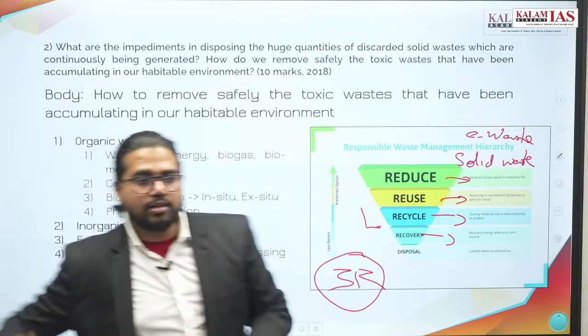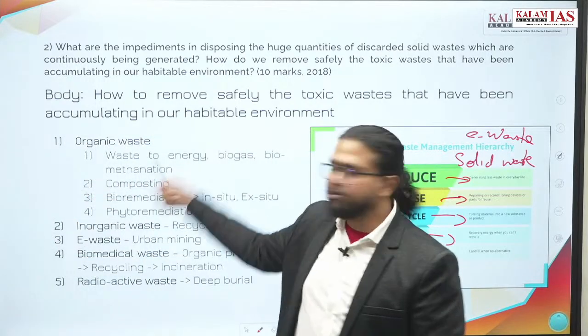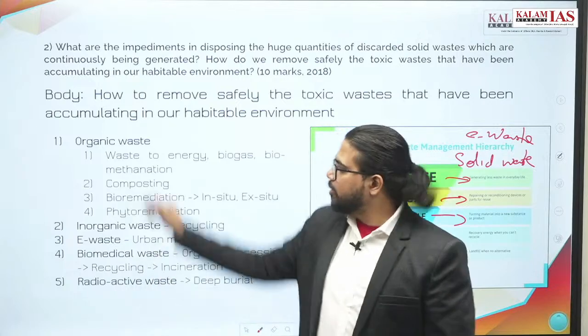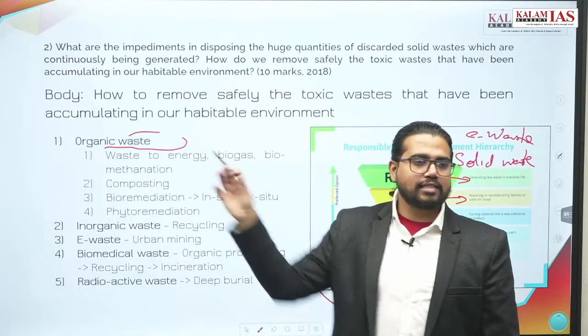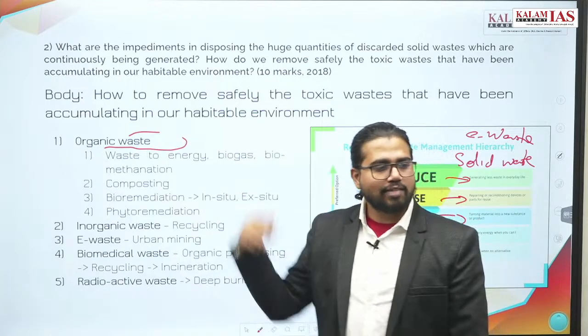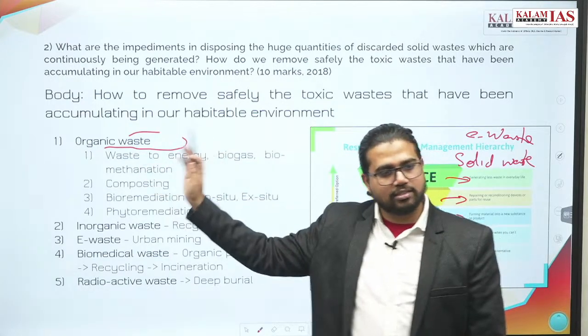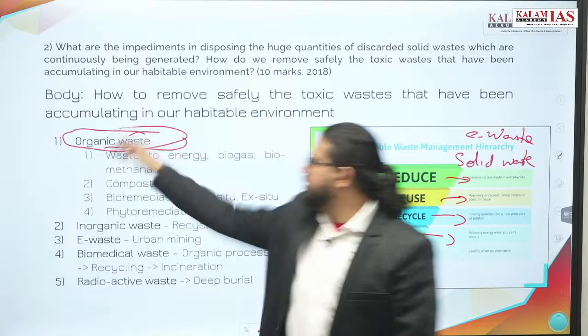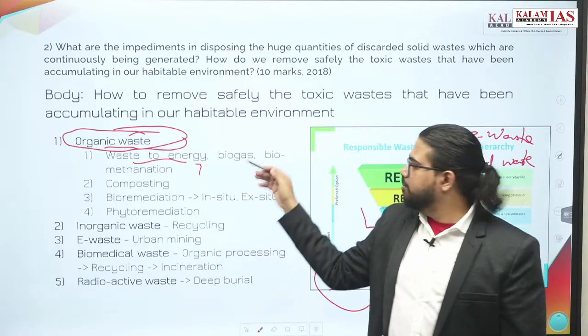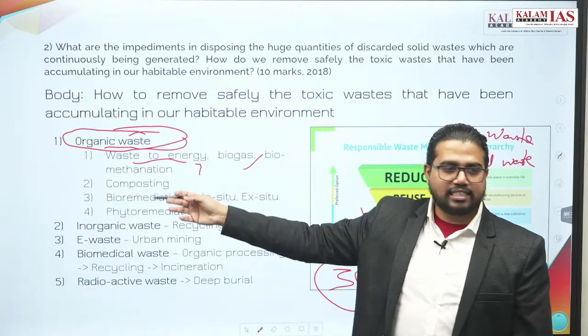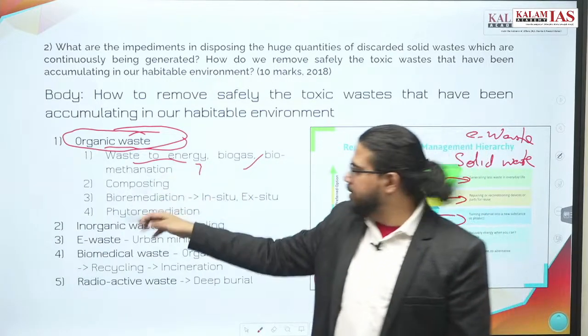Like he told, we are generating points by thinking about different kinds of waste. Organic waste, toxic waste, it includes everything. Don't just limit your answer to certain kinds of waste. Everything that is bad is all toxic. So for organic waste, what to do? We need some waste to energy systems, biogas, biomethanation, all these systems we need to implement.